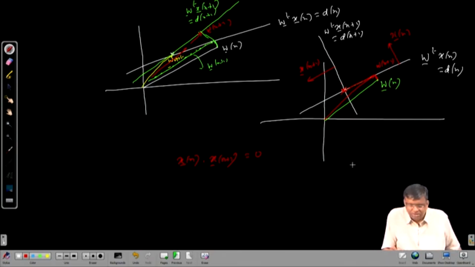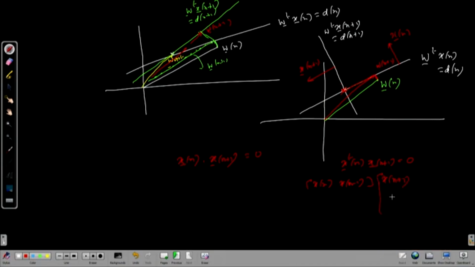What does it mean? It means x transpose n x n plus 1 is 0. Here x transpose n means x n minus 1 when I have just 2 terms, that means x n into x n plus 1, or maybe let me write this way, x n plus 1 into x n plus x n into x n minus 1, that is equal to 0.